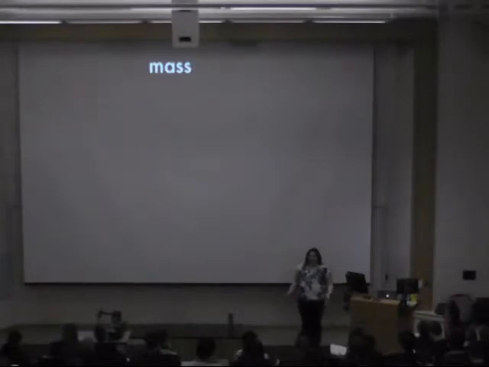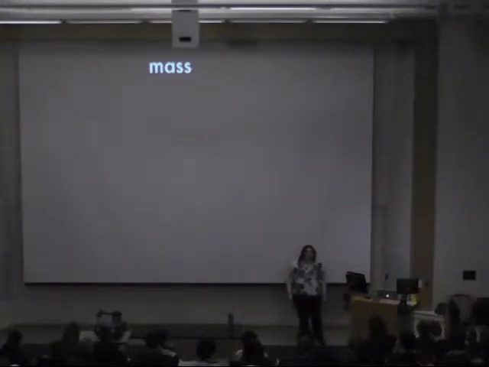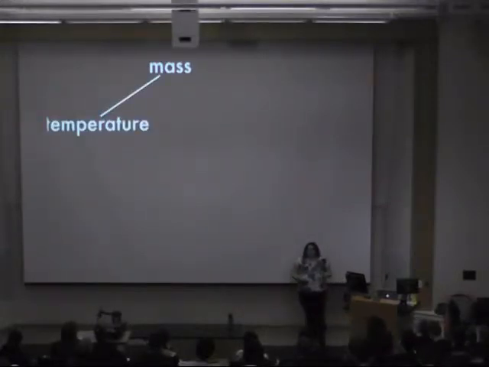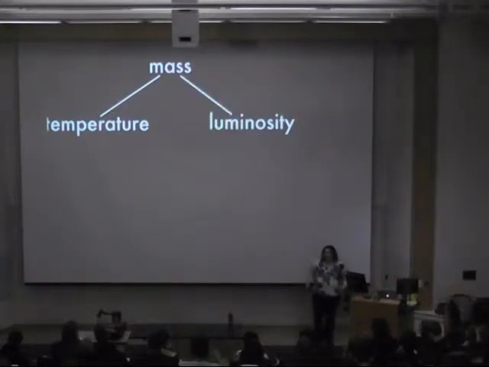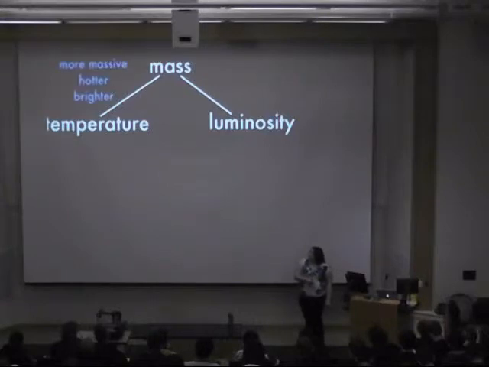You can't put a star on a scale. You can't push it and see how hard it is to move. You can't count the number of atoms in it because there are too many to count. So we have to look at secondary properties that the mass determines, like temperature and luminosity. So we find that more massive stars are hotter and brighter.